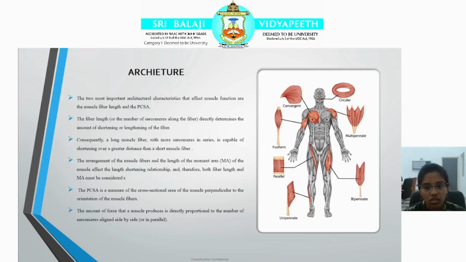The physiological cross-sectional area is a measure of the cross-sectional area of a muscle perpendicular to the orientation of the muscle fibers. The amount of force produced is directly proportional to the number of sarcomeres aligned side by side. So we have unipinnate, bipinnate, multipinnate, fusiform, parallel and circular muscle fiber arrangements.